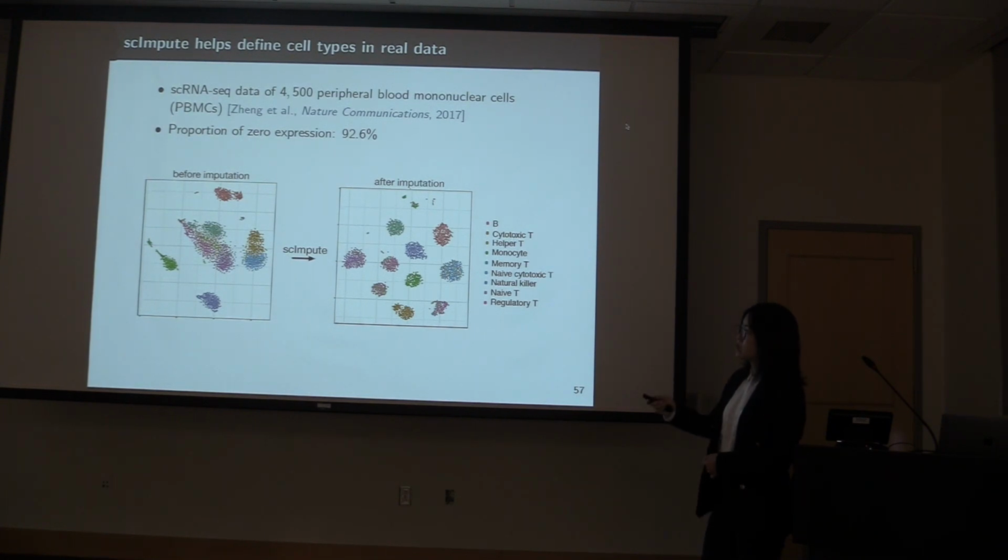We can see that based on raw data, different subtypes of T cells are grouped together and cannot be distinguished. But after we apply S-impute, the algorithm is able to divide each immune cell type into a distinct cluster. This shows that the imputed data better capture the cell identities in this example.